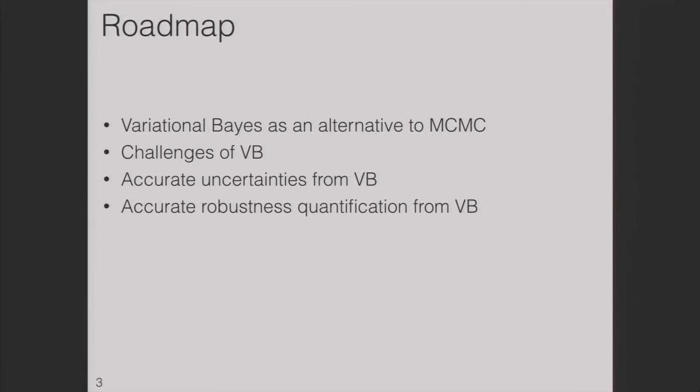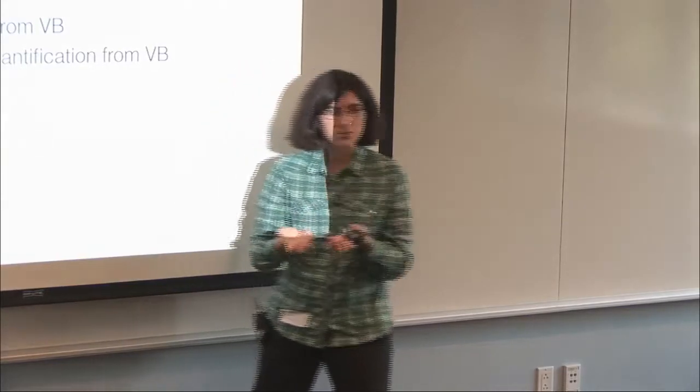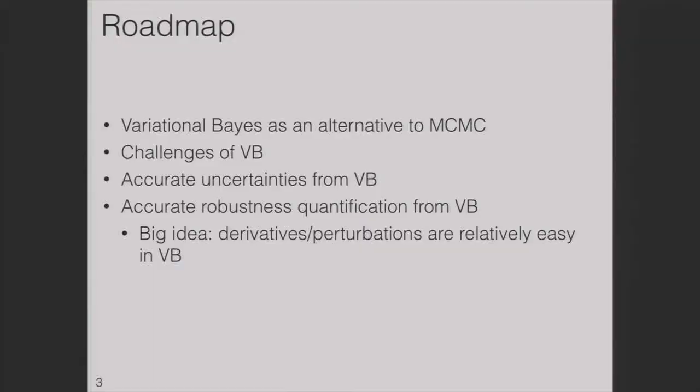And then it'll turn out that basically everything we've been doing here is about perturbation-style arguments. And if you think about it, robustness, as we've described it so far, certainly this local idea of robustness, is all about perturbations. If I perturb my assumptions, how much does that change the output? And so we'll see that this basically gives us robustness quantification. And so again, the big idea here is derivatives or perturbations are somehow relatively easy in variational Bayes, as we'll see.